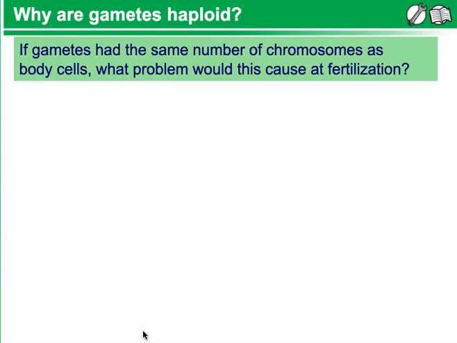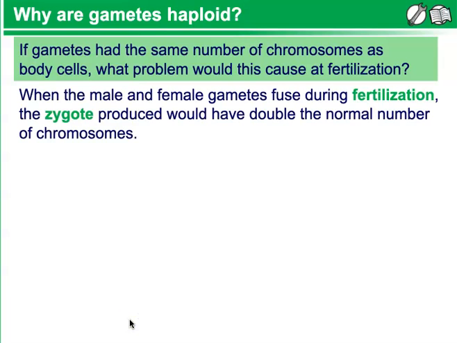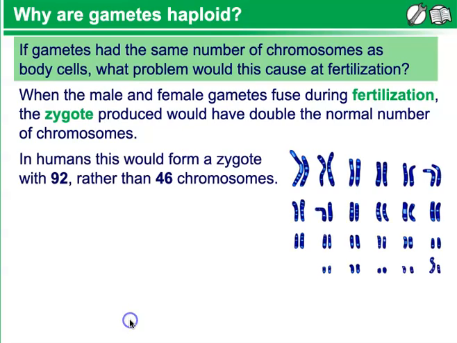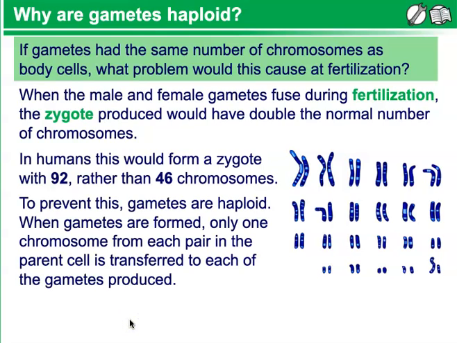So why are gametes haploid? If gametes had the same number of chromosomes as body cells, what problem would this cause at fertilization? When the male and female gametes fuse during fertilization, the zygote produced would have double the normal number of chromosomes. So in humans, this would form a zygote with 92 rather than 46 chromosomes.